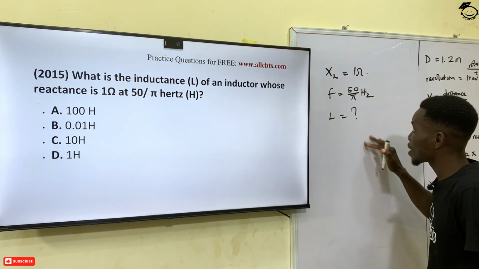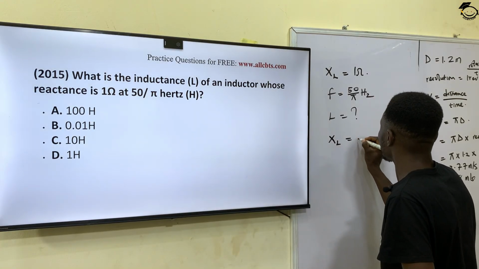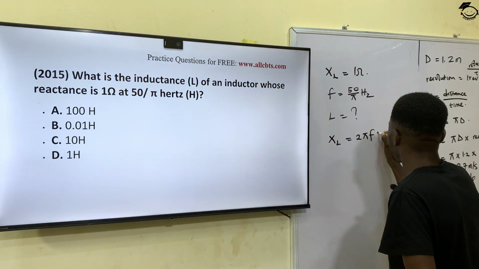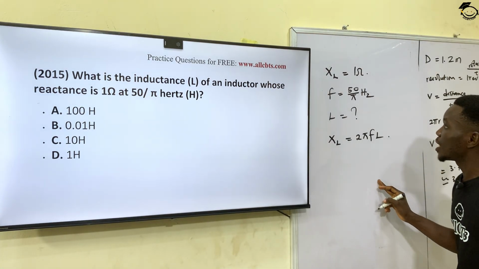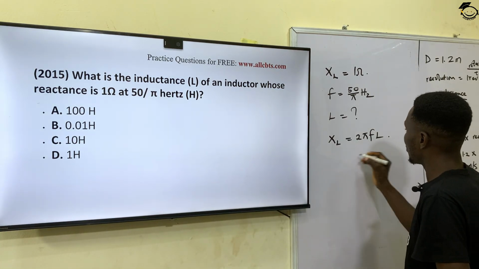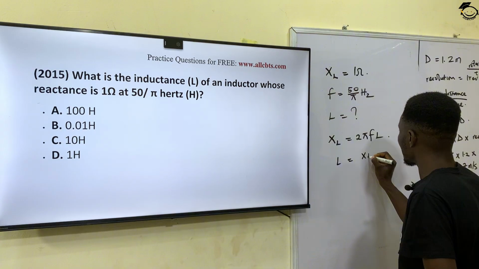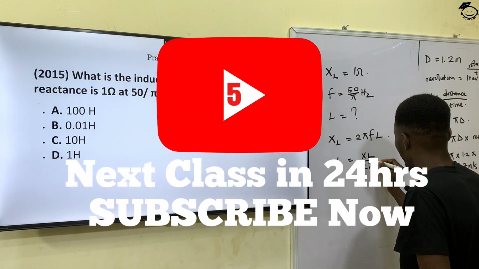So, and we know that our inductive reactance XL is equal to 2 pi FL. So if we apply this principle and these formulas here, this means that if I make L the subject of the formula, my L is equal to XL over 2 pi F.